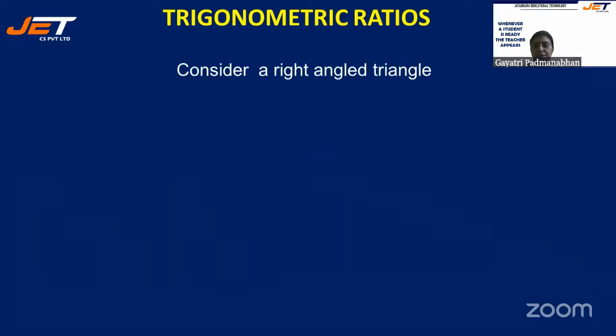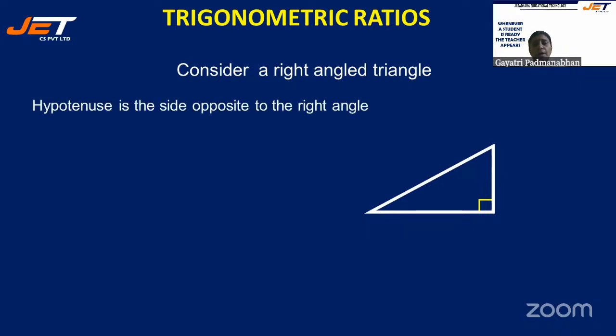Now consider a right angled triangle. The hypotenuse is the side opposite to the right angle. Right angle means 90 degrees. So where is the hypotenuse? It is opposite to the right angle. Usually the hypotenuse is the longest side.